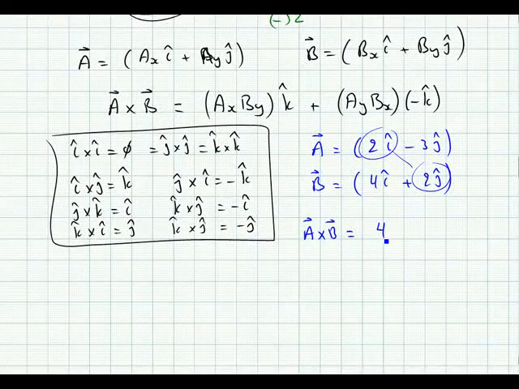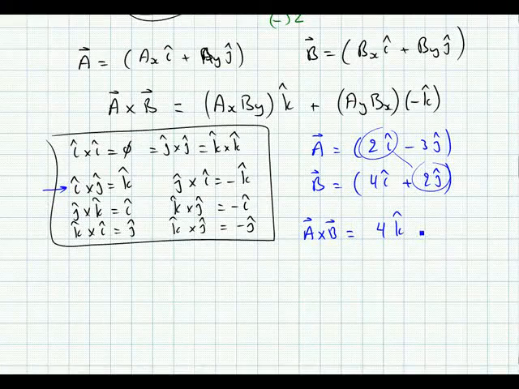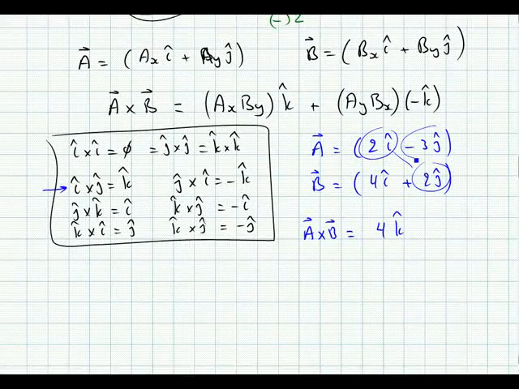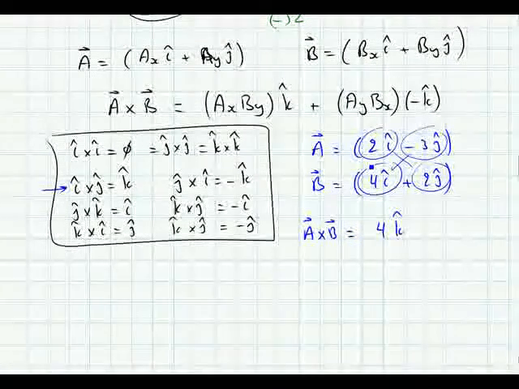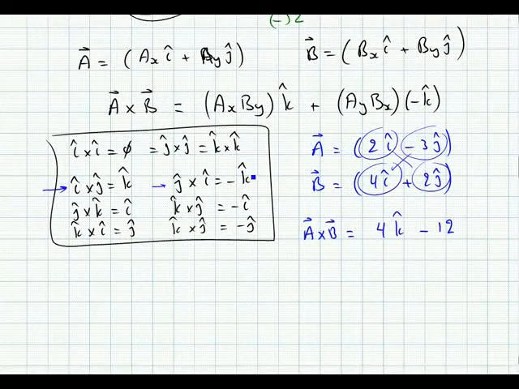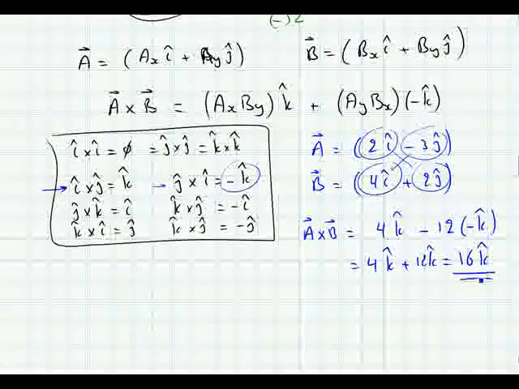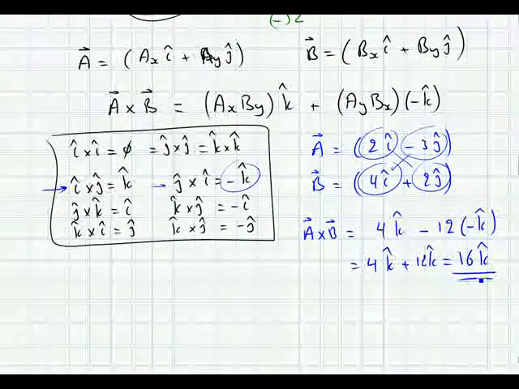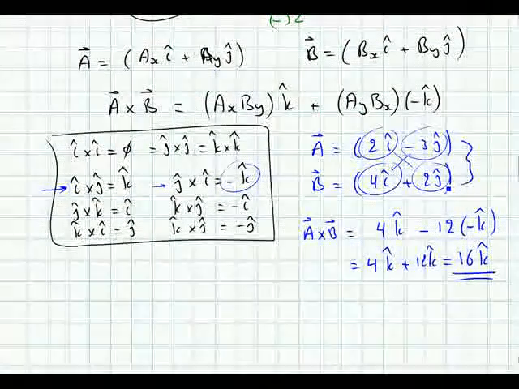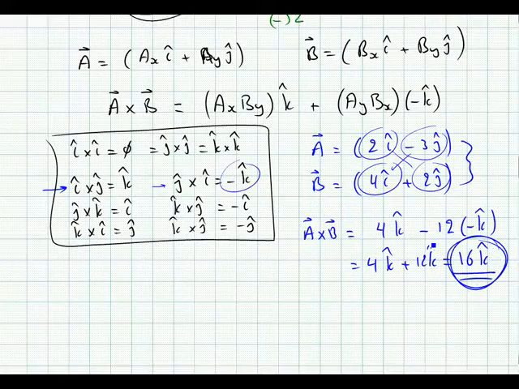times 2 is 4, i cross j is k from here, right? And then this product here is minus 3 times 4 is minus 12, and j cross i is negative k, so that's times negative k, so that's 4k plus 12k, which is equal to 16k. So the cross product of these two vectors is a vector along the positive z direction and 16 units long.